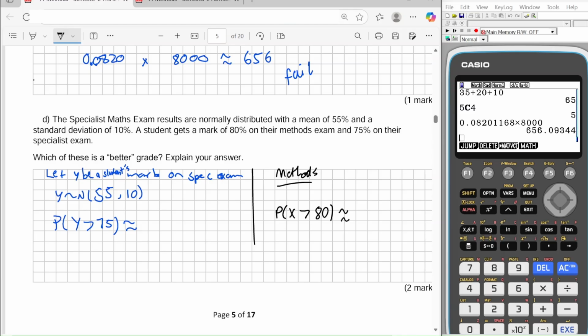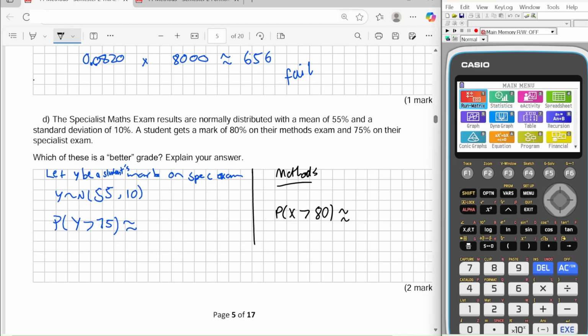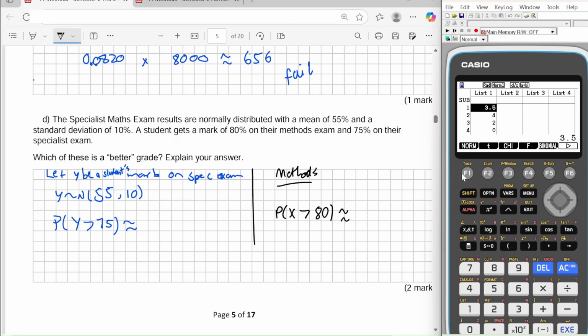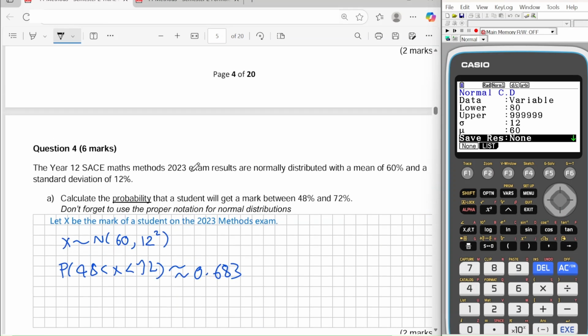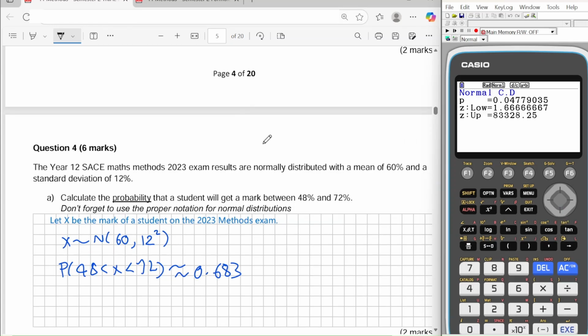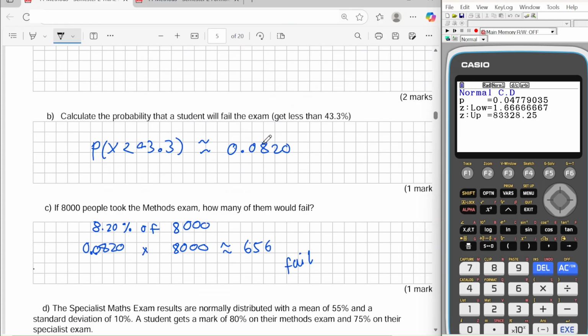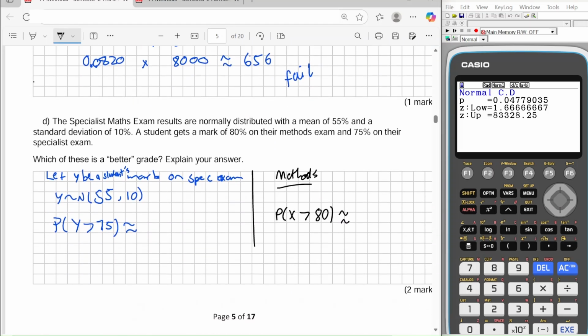Okay, so we can do the methods one first, just because we still got that data in the calculator. So we're going to go to normal CDF. Doing better than the student, so 80 is the lower and a bunch of 9s is the upper. 12 and 60 are still the same as before. And we can calculate this probability, 0.0478. So we just pop that in.